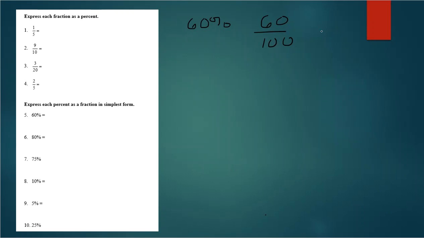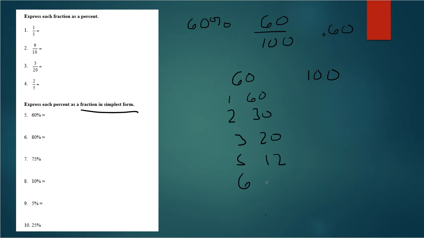To write that as a decimal, it would just be 0.60. In this case, we needed to write it as a fraction in simplest form. So 60 hundredths, to simplify that, we would find the factors of 60. So 1 and 60, 2 and 30, 3 and 20, 5 and 12, 6 and 10. And then for 100, we would have 1 and 100, 2 and 50, 4 and 25, 5 and 20, and then we need to find the greatest common factor.